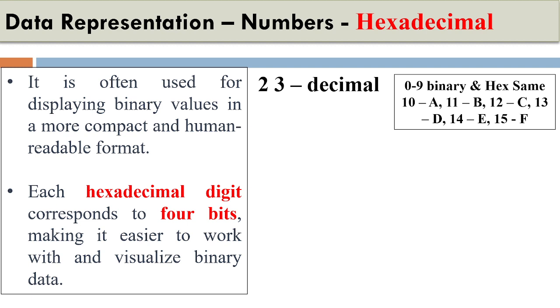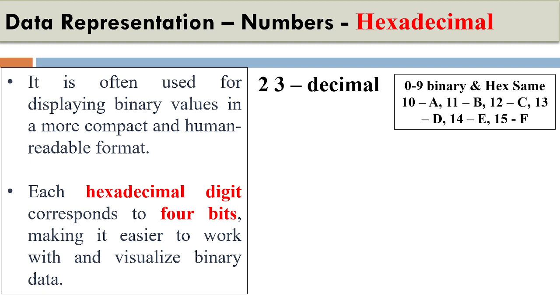So you can see after 9 there are 6 more, which are 1, 2, 3, 4, 5, and 6. You can very easily see 10 is A, the first; 11 is B, the second; 12 is C, the third; 13 is D, the fourth; 14 is E, the fifth; and 15 is F, the sixth. So after 9 we have 6 more. We usually consider A, B, C, D, E, F for the next 6 to represent in the hexadecimal system.